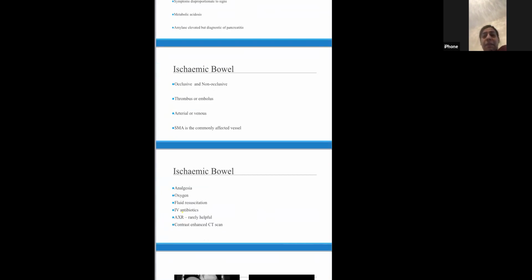Give them oxygen. Make sure they are fluid resuscitated. And the fluid of choice would be Hartmann's. Don't give them saline because normal saline can increase acidosis. So don't give them normal saline, just give them Hartmann's. Give them IV antibiotics because we know if there is an element of ischemia, they can have bacterial translocation from the dead segment of the bowel. And like I said, an abdominal X-ray is rarely helpful. So get a CT scan with contrast.